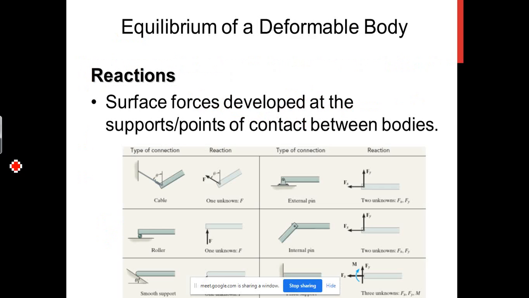Okay. So today, before we do the analysis, we will start with the equilibrium of a deformable body. As I mentioned last week, strength of material or solid mechanics is dealing with deformable structure or deformable material.